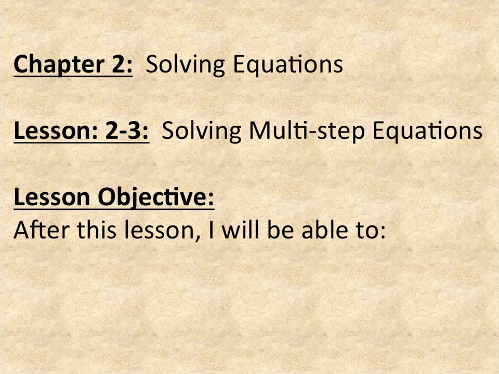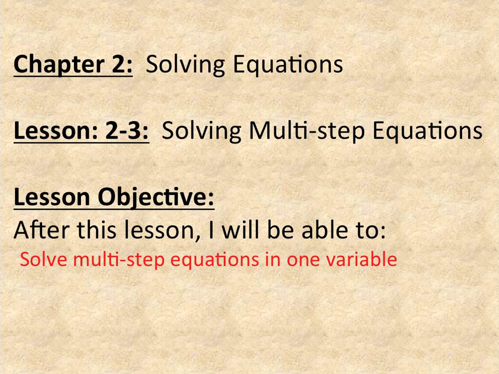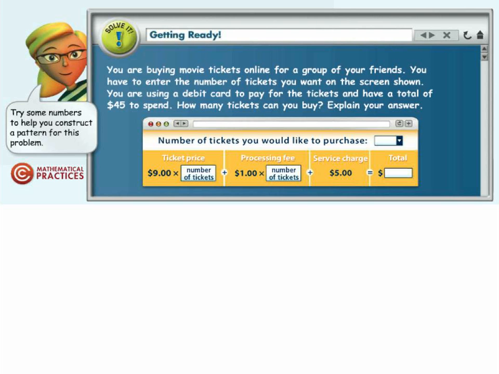Alright guys, 2.3, solving multi-step equations. After this lesson we should be able to solve a multi-step equation in one variable. Here we go. You're buying movie tickets online for a group of your friends. You have to enter the number of tickets you want on the screen shown. You're using a debit card to pay for the tickets and you have a total of $45 to spend. How many tickets can you buy?